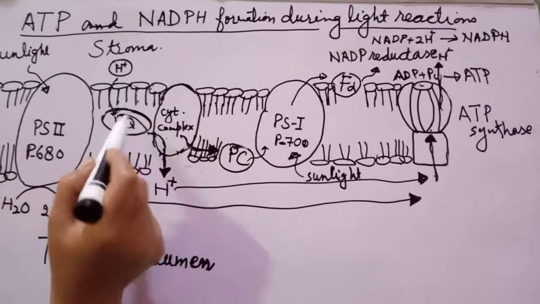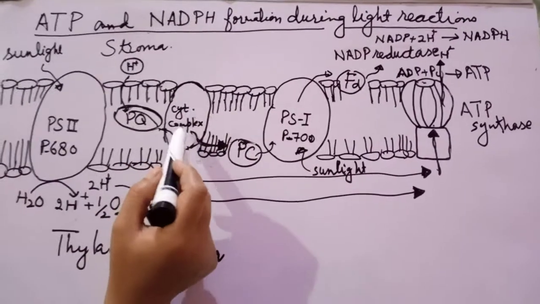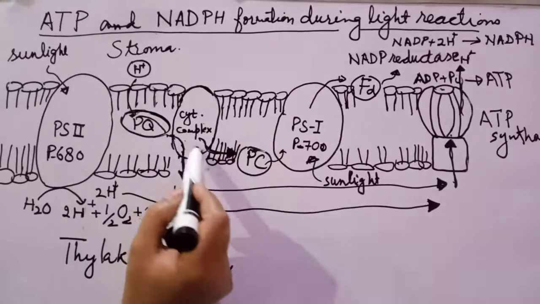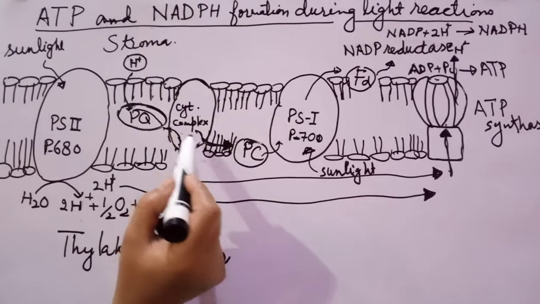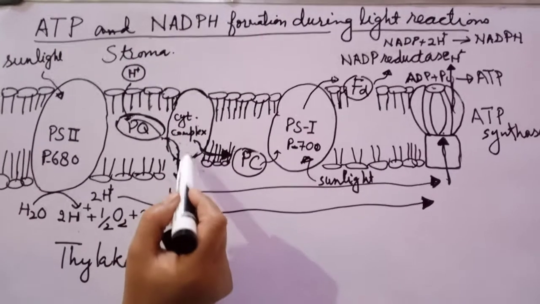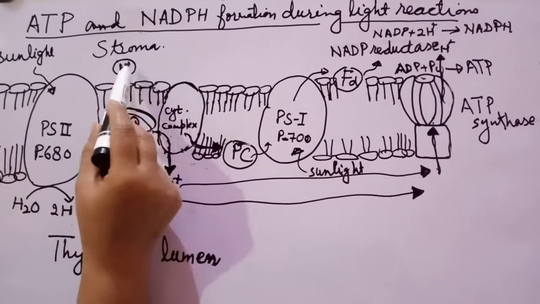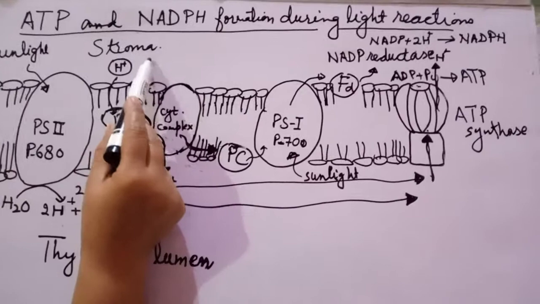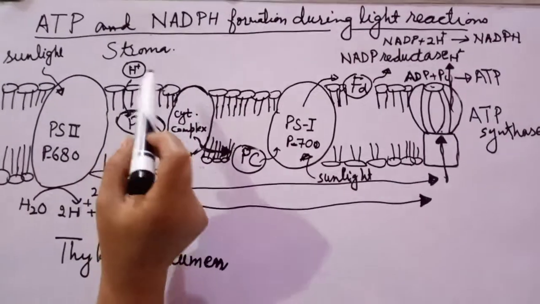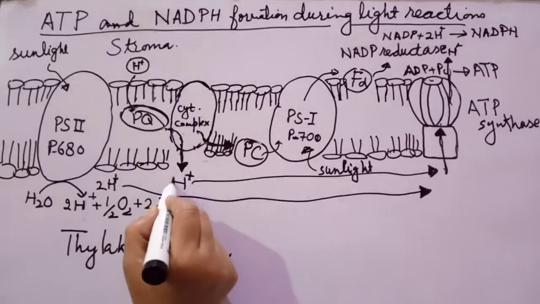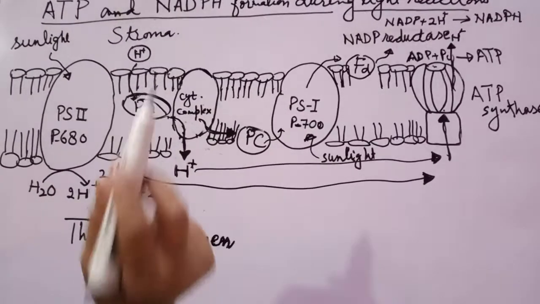and electrons from the primary electron acceptor reach plastoquinone. From plastoquinone they move to the cytochrome complex, and at this stage when electrons move down, they release energy. Some of this energy is used to pump hydrogen ions from the stroma into the thylakoid lumen, to develop a proton gradient in the thylakoid interior or thylakoid lumen.